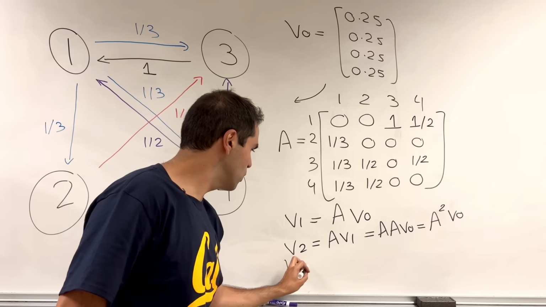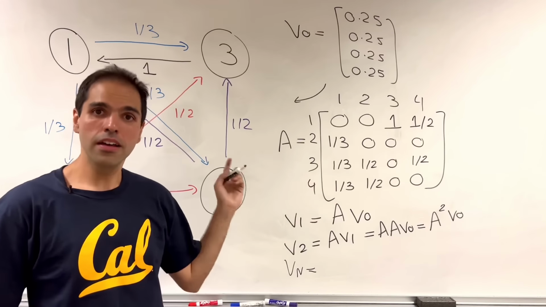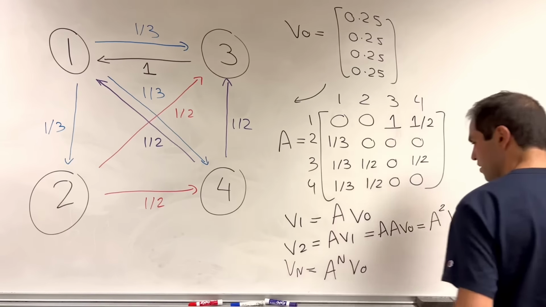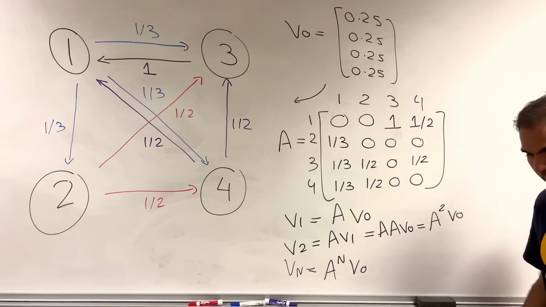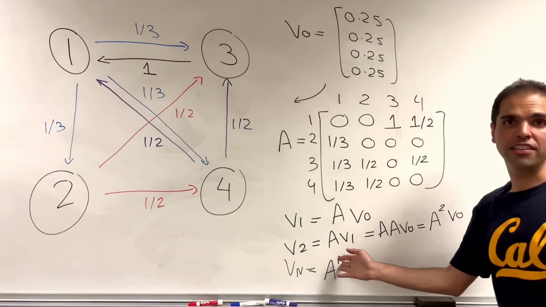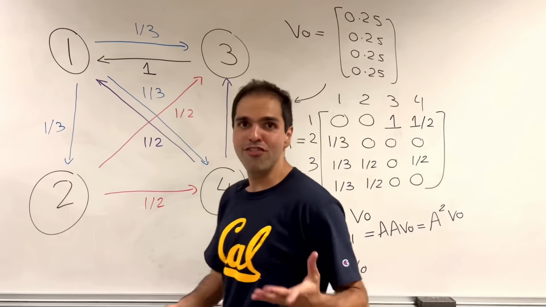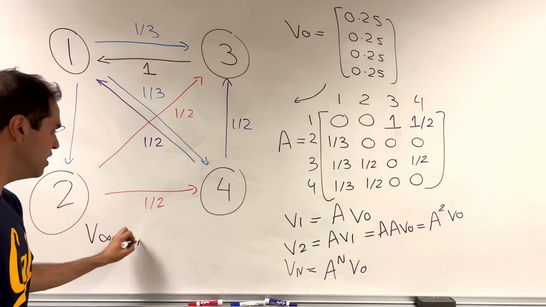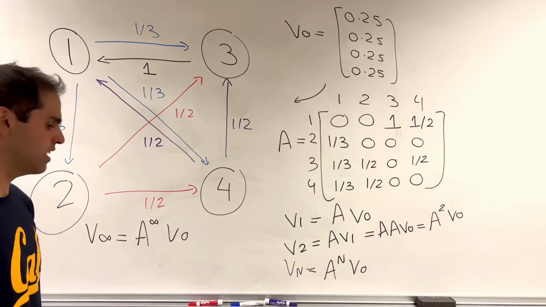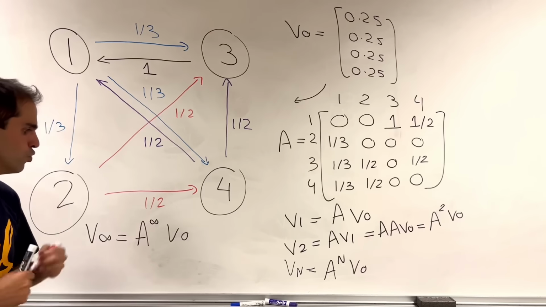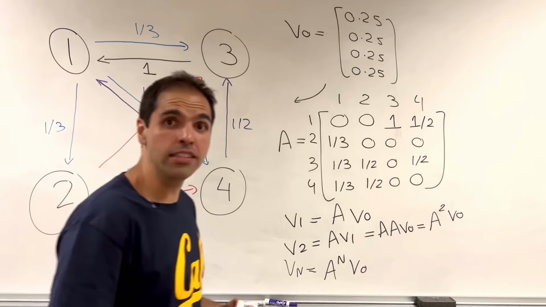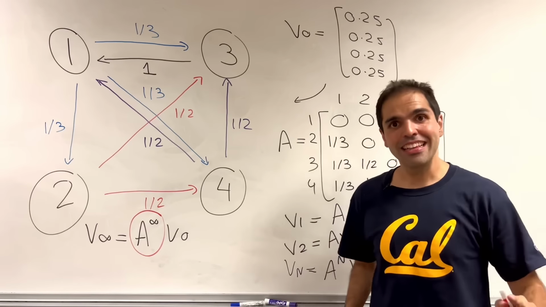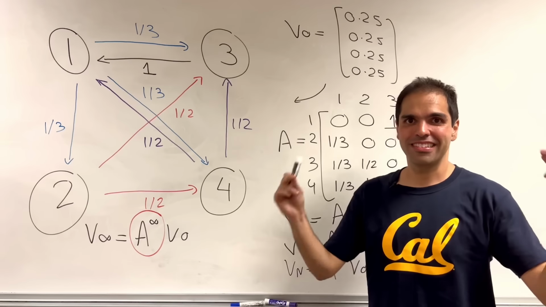And in particular, to go directly from the initial step to the end step, you just have to calculate A to the N. So A to the N V0, and of course, nothing prevents us from plugging in infinity here. So in particular, the answer to our question, V infinity, is A infinity times V0. And so really, all we need to answer is the question, what is A infinity? And this is where linear algebra can help us.